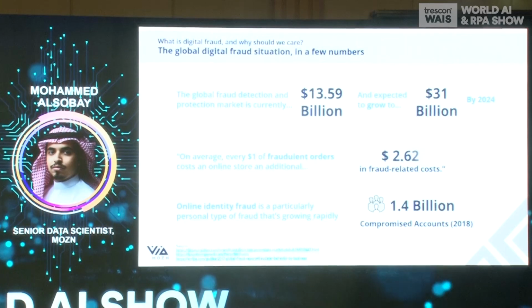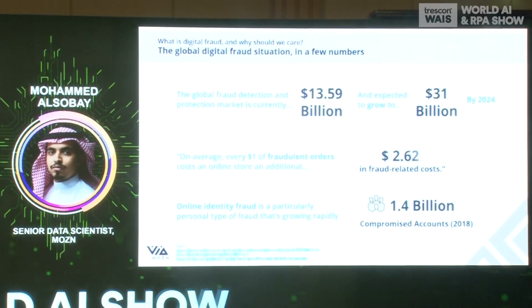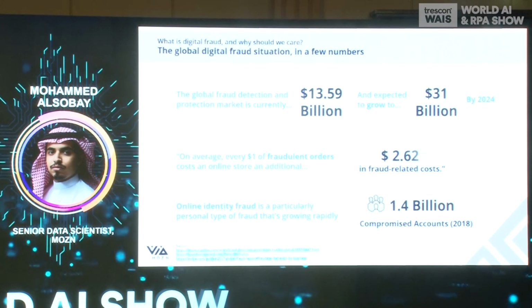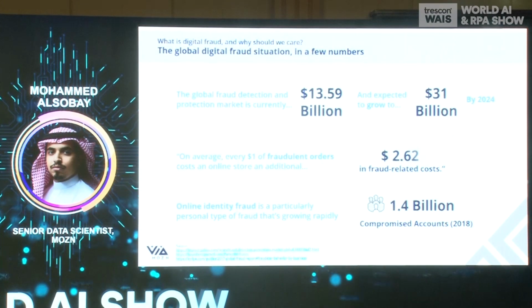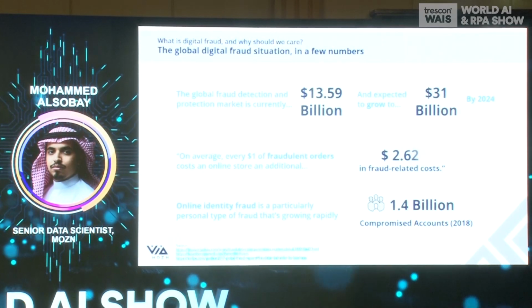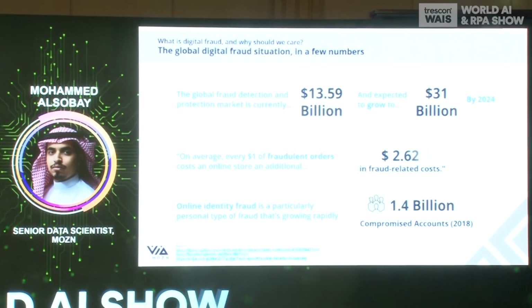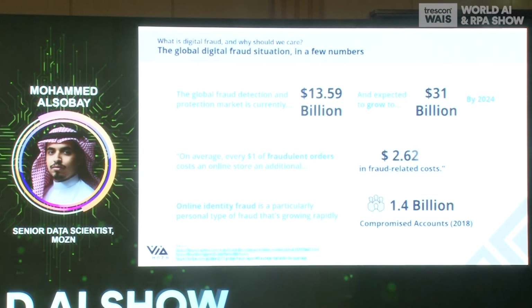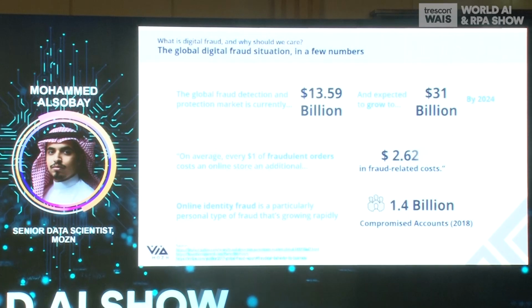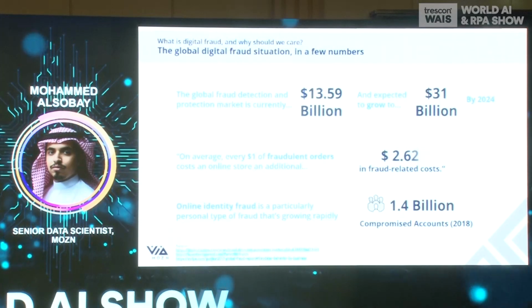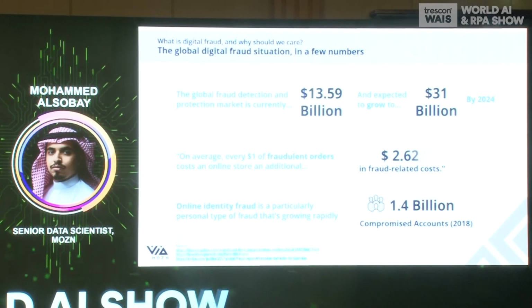Just to put this in context and why we should care at all: the global spending on fraud protection is about $13.59 billion today, but is expected to grow, right? If the protection spending is growing, then the problem is also growing. Now, if we think about domain-specific indicators of fraud, Stripe, one of the leading digital payment processors, reports that on average, every $1 of fraudulent orders leads to $2.62 in fraud-related costs. This is the cost of chargeback, the cost of refund, the cost of a good sent to someone on a fraudulent order.